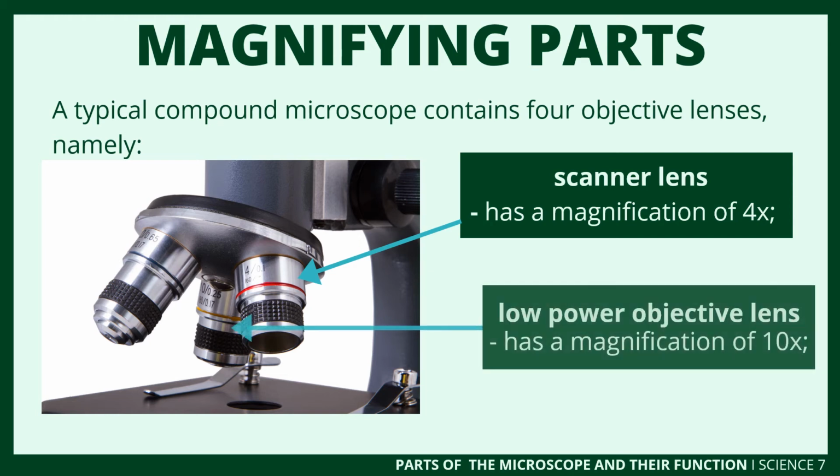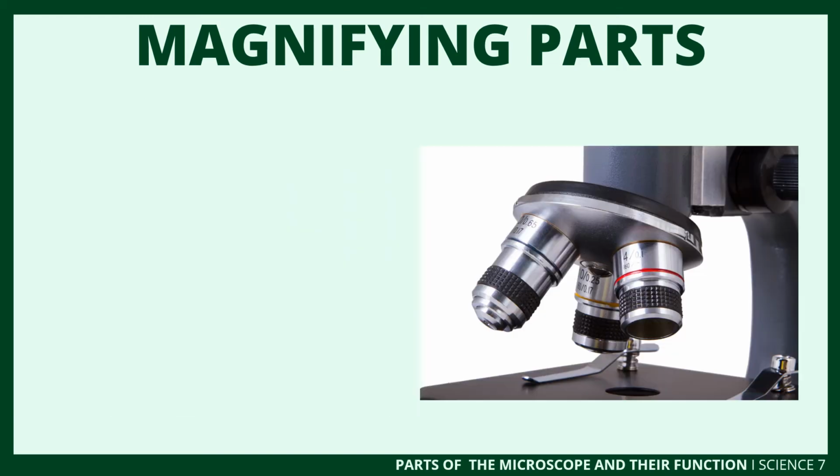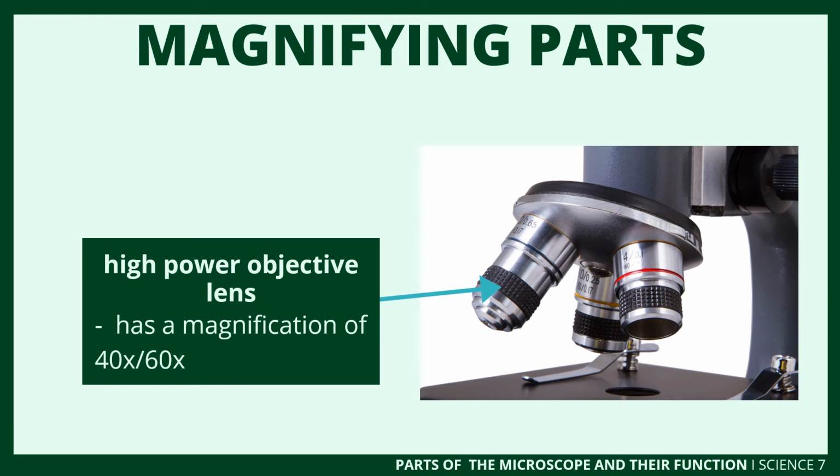The low power objective lens has more magnification power than the scanning objective lens, and it is one of the most helpful lenses when it comes to observing and analyzing glass slide samples. It has a magnification of 10 times. The high power objective lens. The high-power objective lens is ideal for observing fine details within a specimen sample. It has a magnification of 40 times or 60 times.